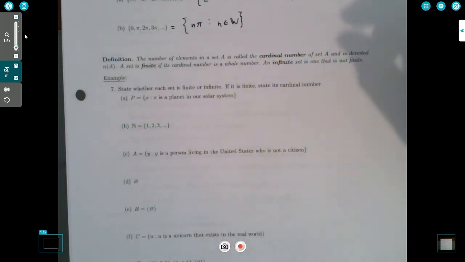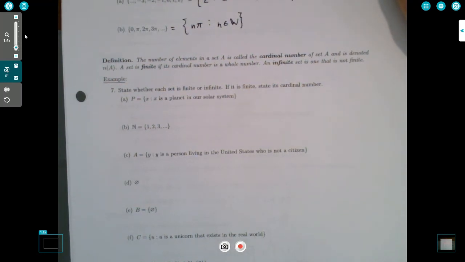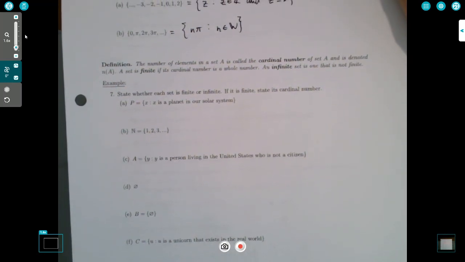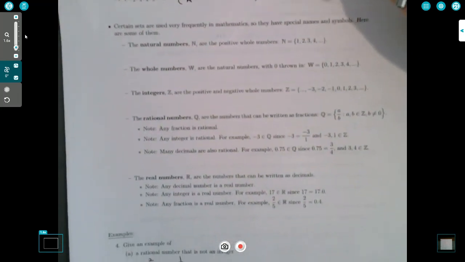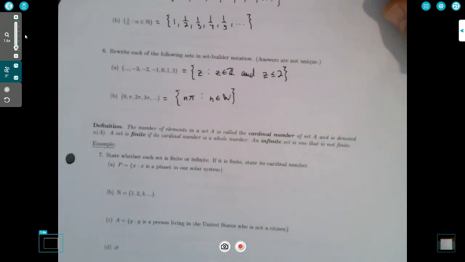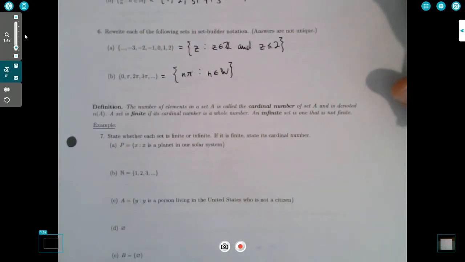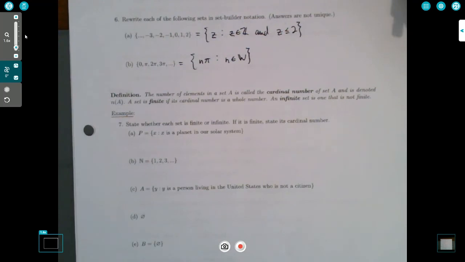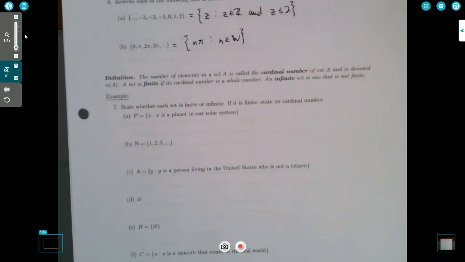And we'll talk about infinite sets a little bit later. But you should know that all of the common sets on the previous page, the natural numbers, the whole numbers, the integers, the rationals, the reals, they're all infinite sets. So you can't just count up the number of elements in them the way that we normally do counting. But we will talk about that later. Okay?